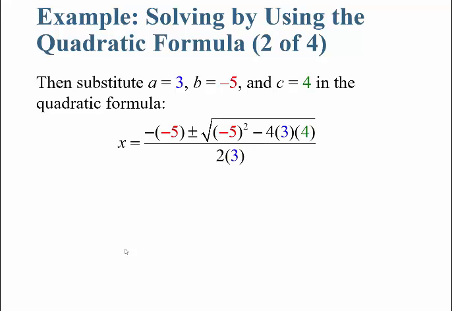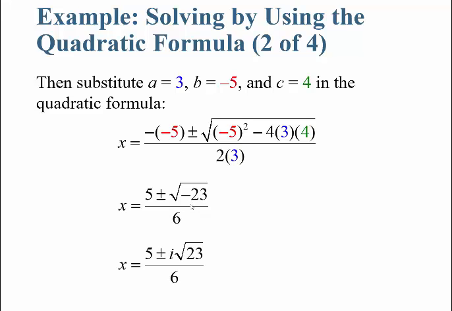All right, so plugging in negative B, which is -5, plus or minus the square root of -5 squared minus 4 times A times C, all over 2A. Now you'll notice when you solve this, it's a little weird. You get a negative under the square root sign.